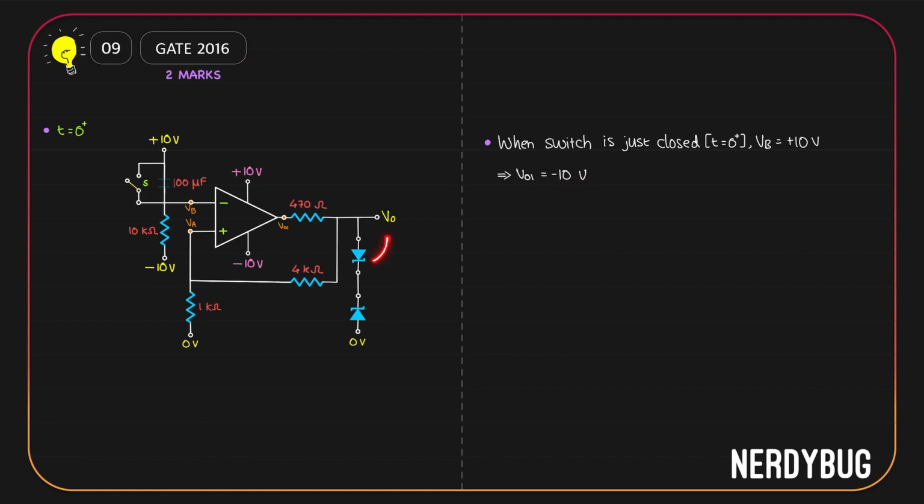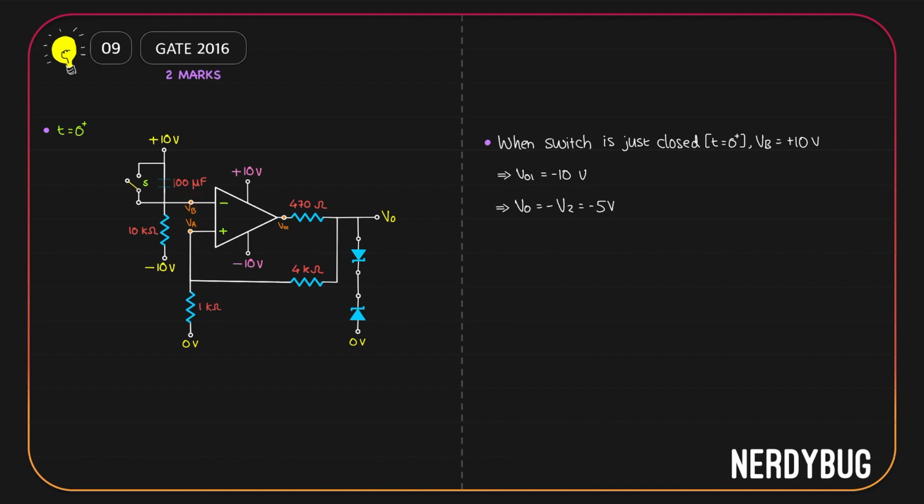Now we have two zener diodes over here which will clamp the output at either minus 5 volt or plus 5 volt. Since we are getting minus 10 here, the clamping will be done at negative 5 volt. Vo is minus 5 volt. Now what we have to find out is when the output will switch from minus 10 volt to plus 10 volt. We know the next switching will be when VB becomes greater than VA.